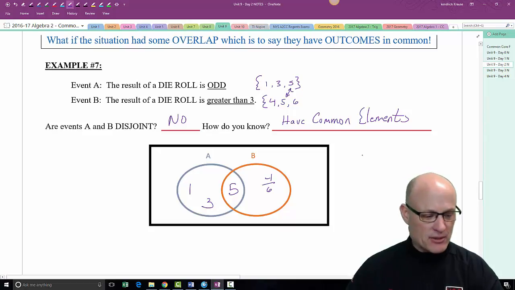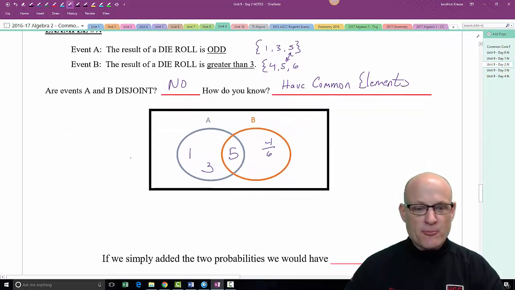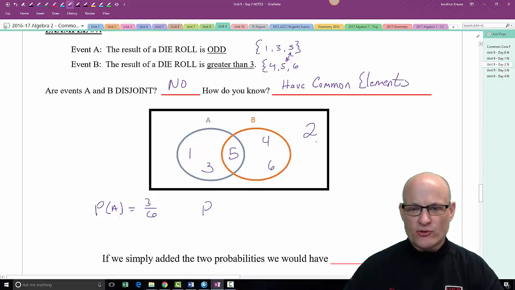Now we have a problem. The probability of A is equal to 3 out of 6. The probability of B is 3 out of 6. By the way, the only number that's not used in this case is 2, so 2 should be out here. And if I were to simply add those up, I would get 6 out of 6.